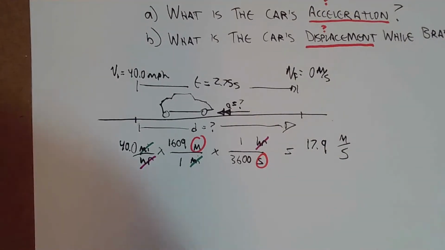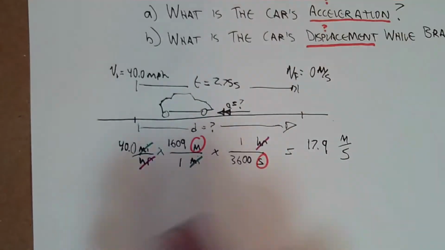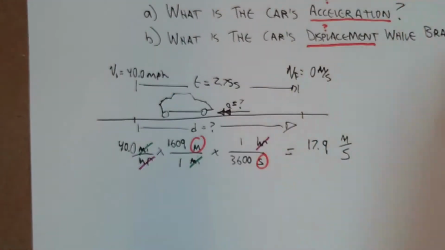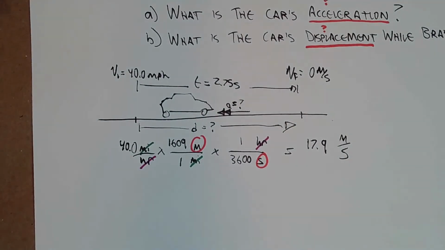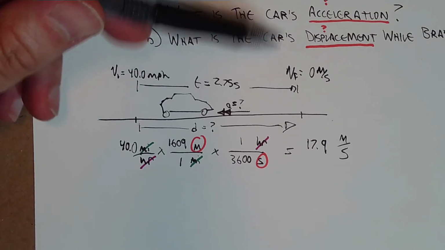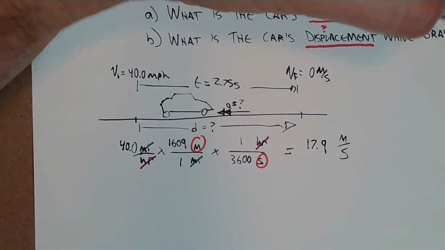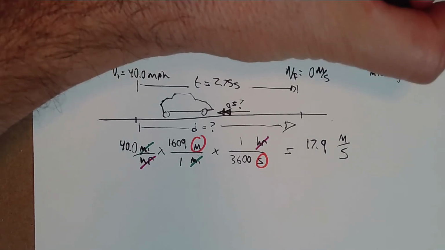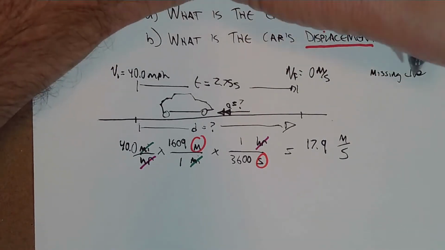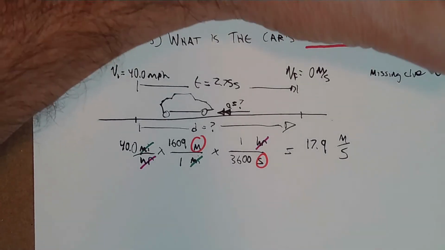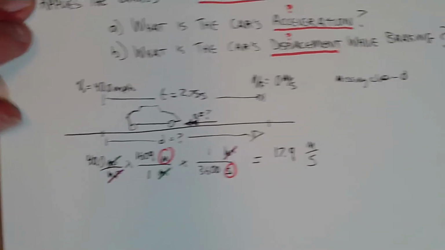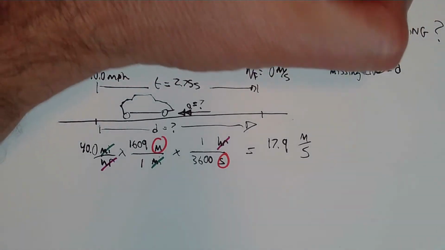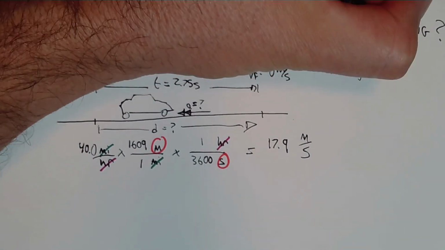Next up, we got to ponder our procedure. What formulas match up with this information? Looking at the information, to start with, we know that our missing clue is D. At least for part A, we don't know D. We're not being asked to solve for D yet.